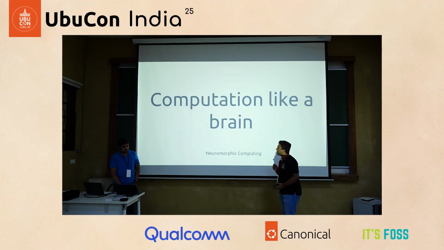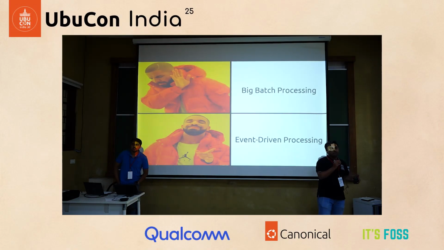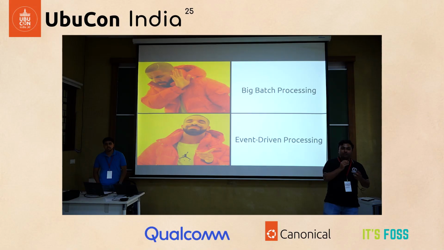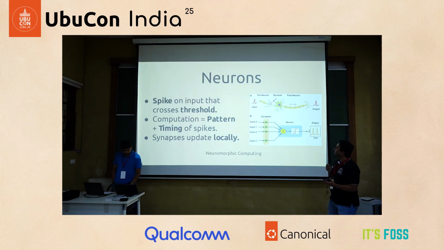So, let's go ahead. What do we do here? We don't want big batch processing. That is what ML does. We want something that is event driven. You compute on the fly basically, and you don't have a lot of retraining. Every time your data shifts, you don't want to globally retrain.